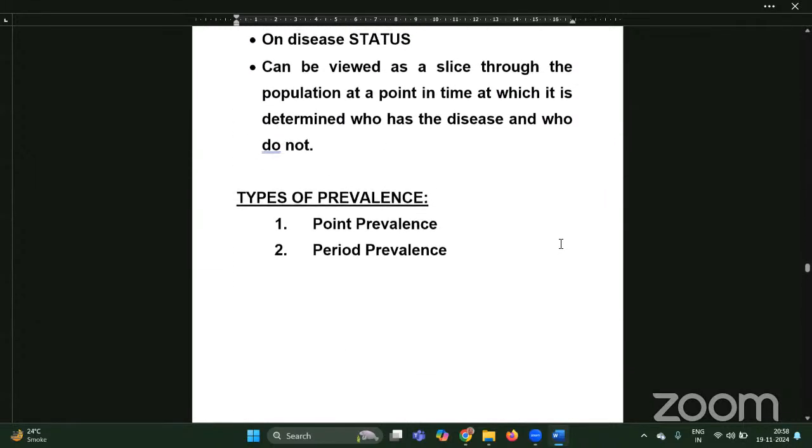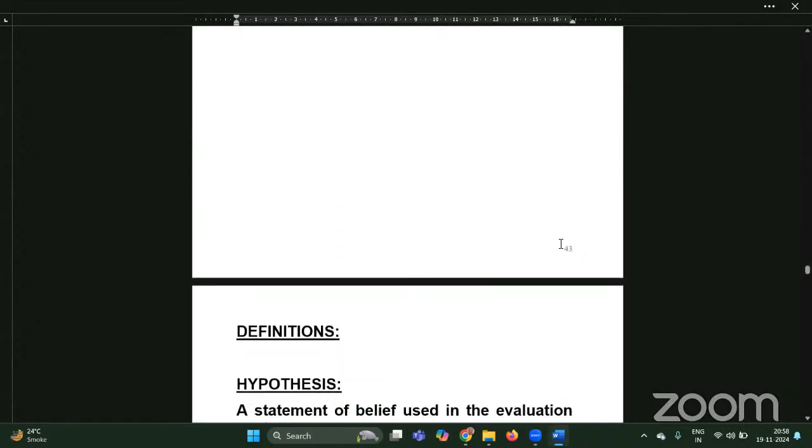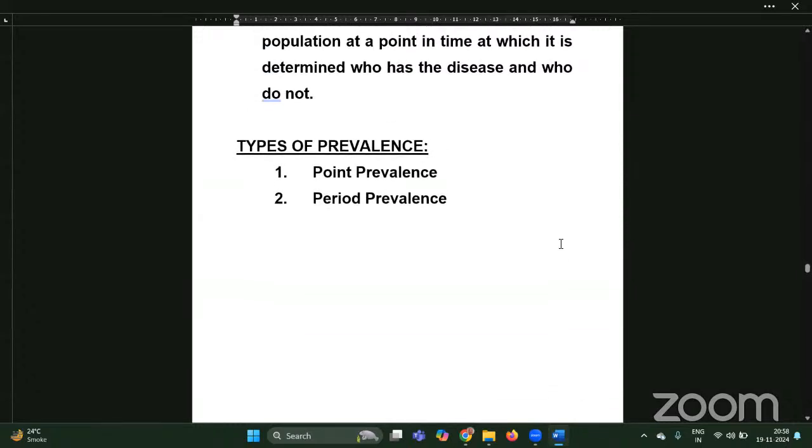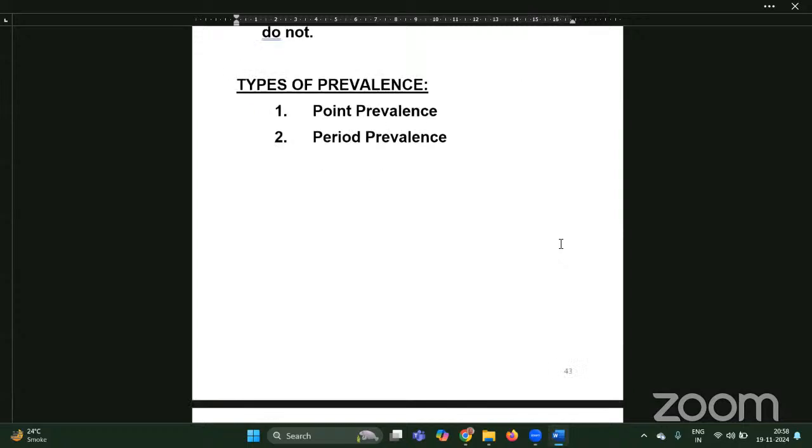So these are the terms point prevalence and period prevalence. Point prevalence is at a given point of time. Given point of time doesn't mean exactly 12 noon on 19th November, not like that. Your point prevalence could be that within 3 days you have done a survey and in the 30,000 population you have found this many people. That's point prevalence. But period prevalence, let's say in the month of September, how many people suffer from malaria? That could be a period prevalence.